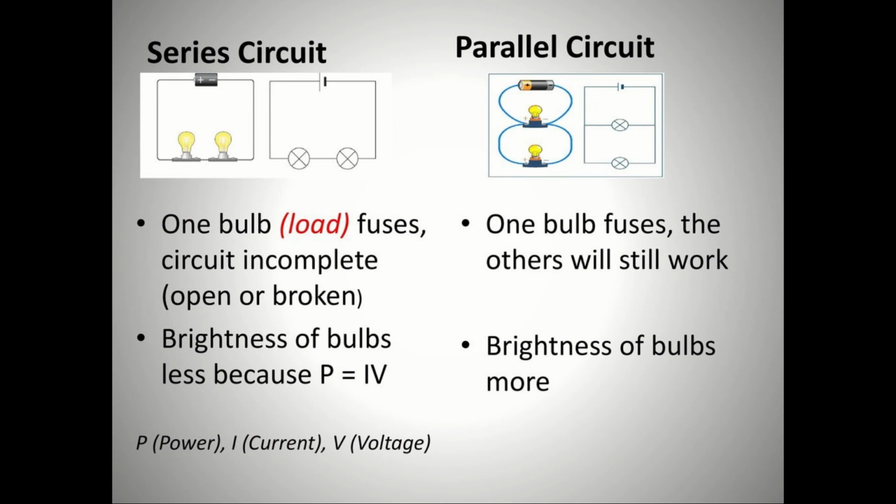In a series circuit, the main disadvantage is that if one bulb fuses, then the whole circuit will break. And the brightness of the bulbs is also very low. But in a parallel circuit, if one bulb fuses, the other bulbs will still work and the brightness of the bulbs is more.